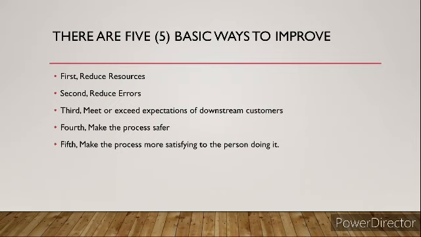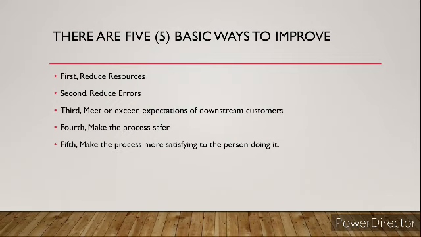For example, the better the weld, the less grinding required, making the appearance of the finished paint more pleasing. Fourth is make the process safer. The fourth way a process can be improved is by making it safer. A safer workplace is more productive, one with fewer lost time accidents and fewer workers' compensation claims.